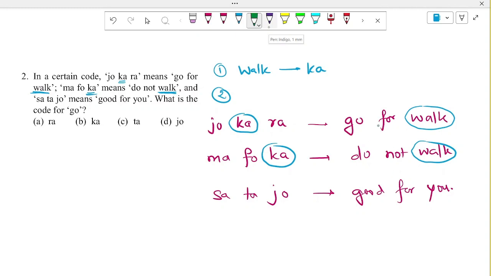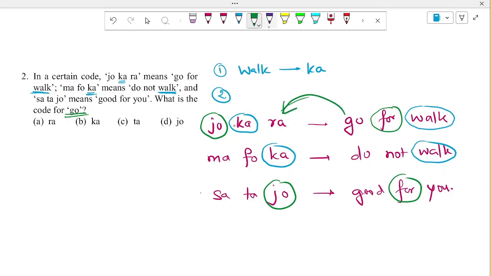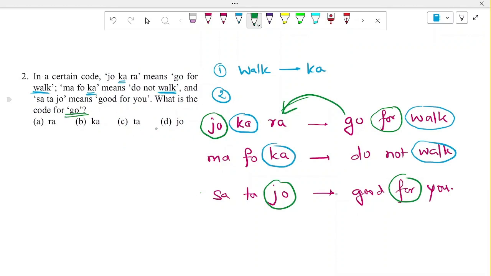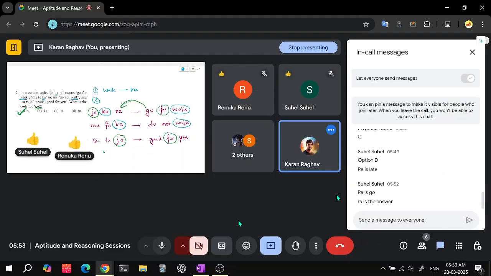And then next, in these both we have got for, we have got for. In these both, the common one is Jo and Jo, right? So they have asked what is go. For go, obviously it will be what? Ra, right? Ra is the answer. Yes, Ra is the answer. Go is Ra. Understood? Okay, good.